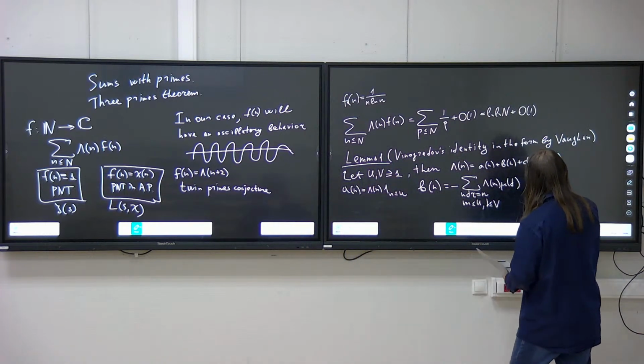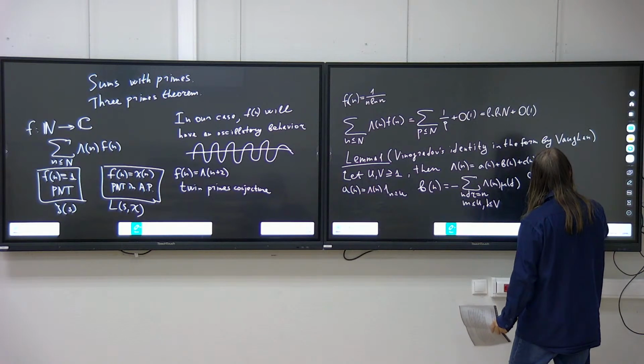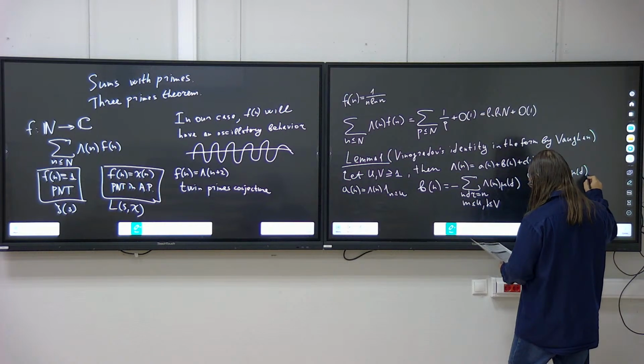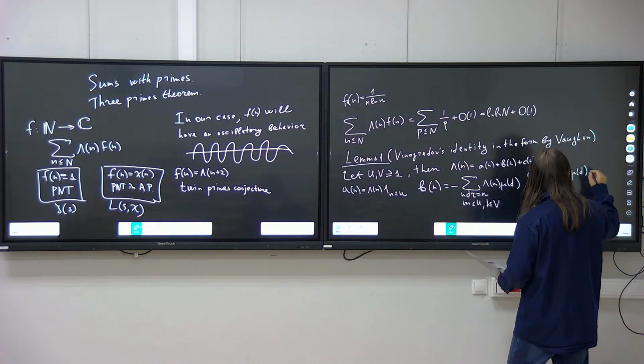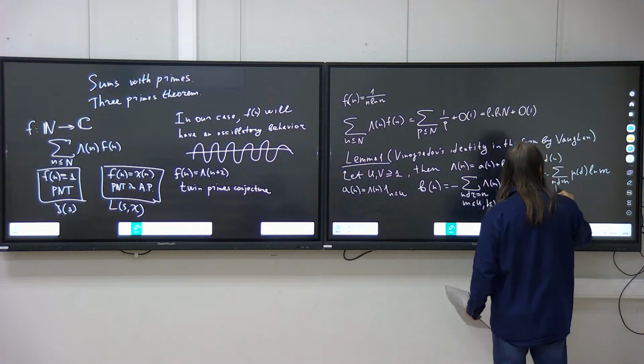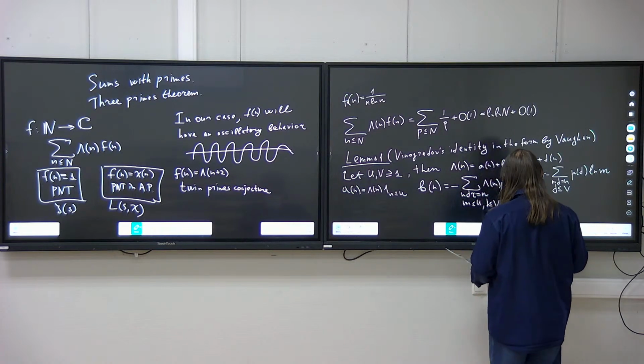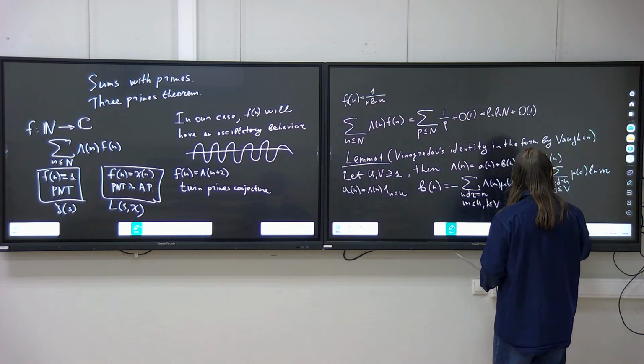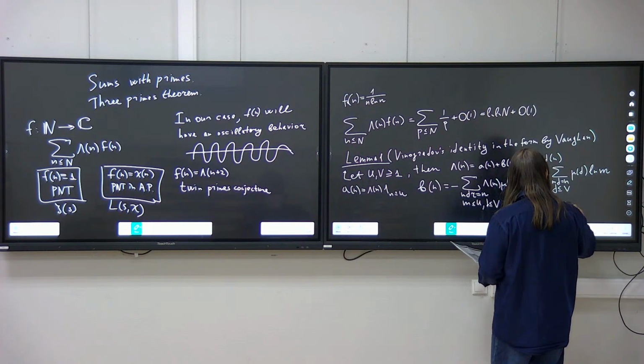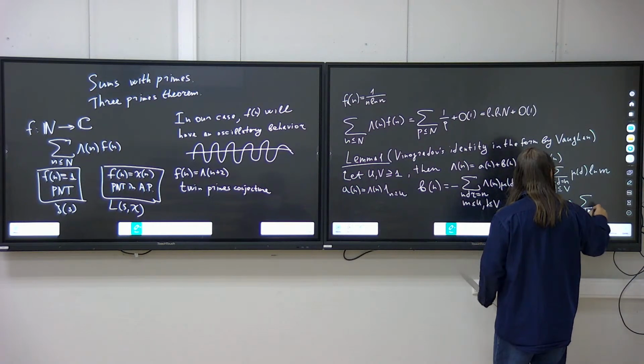Now c of n will be equal to the sum over all md equals n of mu of d log m, and d is less than or equal to v. And finally, d of n will be equal to minus the sum over all mk equals n, m greater than u, k greater than 1, lambda of m, and then the sum over all d dividing k, d less than or equal to v, mu of d.